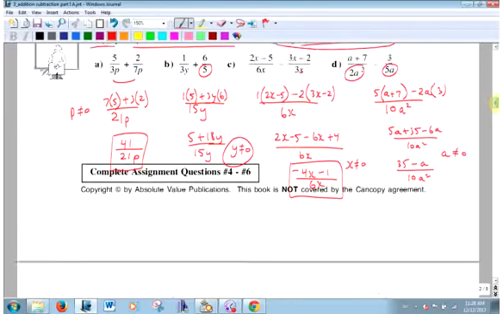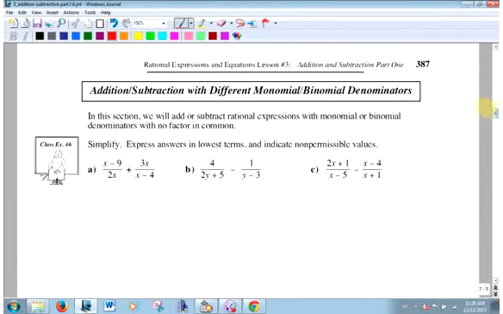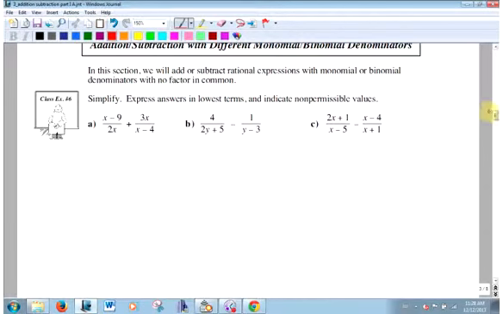All right. So those are different monomials. We didn't do those yesterday. Now we got binomials. Same thing, just a little bit uglier. What's common between 2x and x minus 4? How about 2x times x minus 4? Okay, just put them both down there.